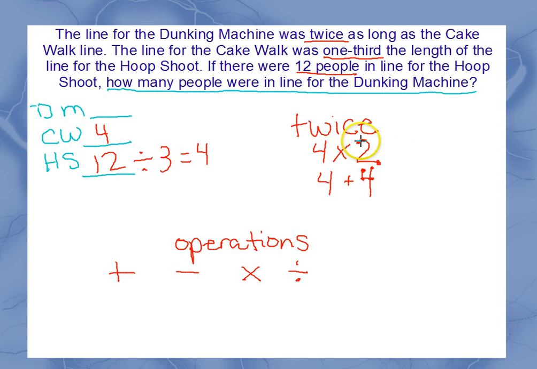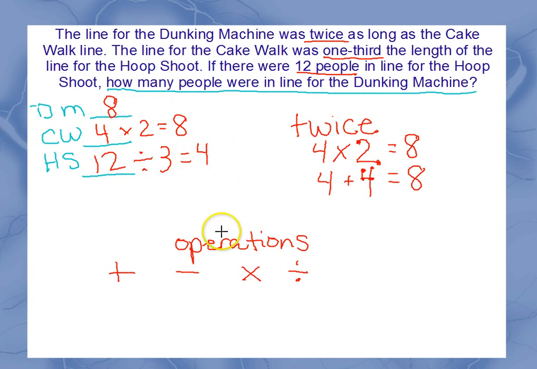So we can do 4, and we would do 4, 8. So it would just be a matter of skip counting, because multiplication is skip counting, so we would have 4, 8. So 4 times 2 would be 8. In the case of addition, we would start with 4, 5, 6, 7, 8. So it's the same thing. So twice you can either multiply by 2 or add the number together. I find multiplying by 2, depending on what the number is, a lot easier than if you were to add it together. So we're going to stick with multiplying it by 2, gives us 8. So the number of people in line for the dunking machine was 8.